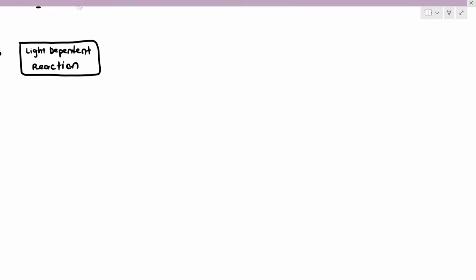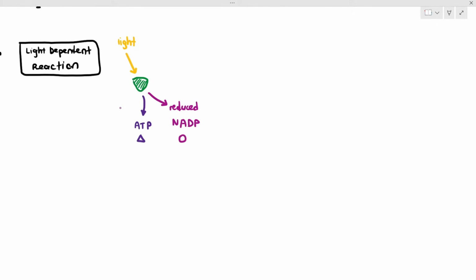As you can see here, I'm representing the light dependent reaction, where light is absorbed by that green colored thing, which is sort of like the photosystem or the thylakoid, and it produces ATP, which I've represented as a triangle, and reduced NADP, which I've represented as a maroon circle. The amount doesn't matter in this case.